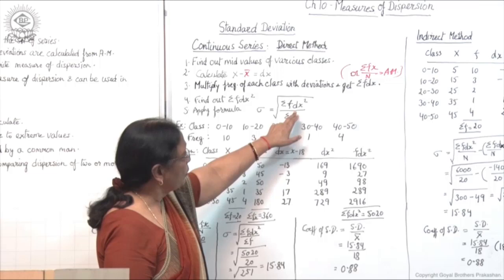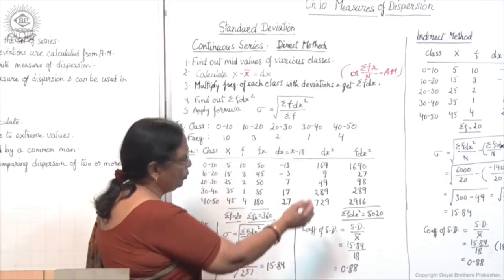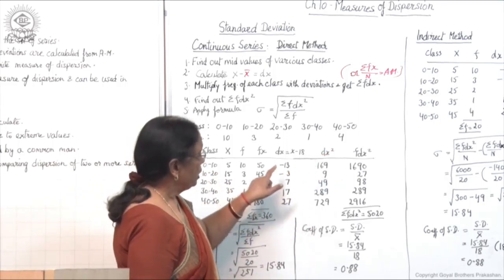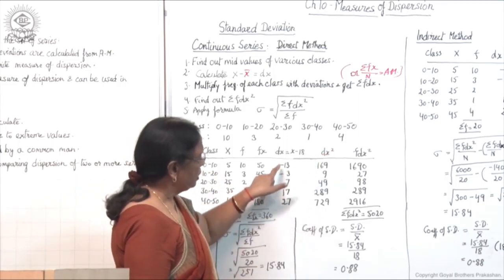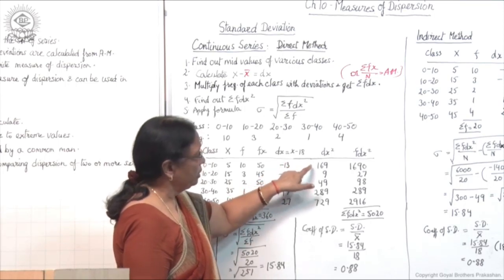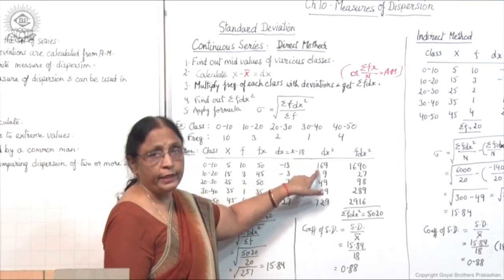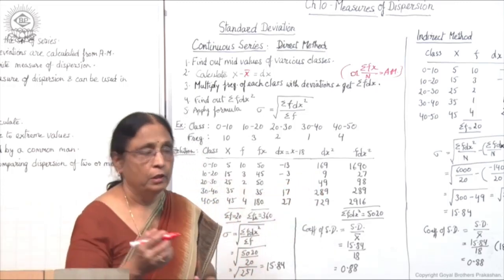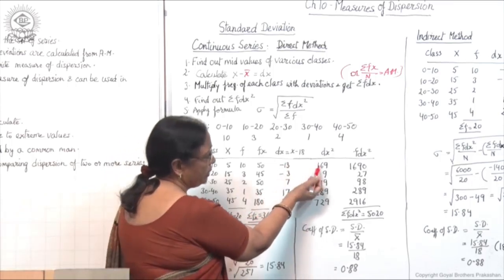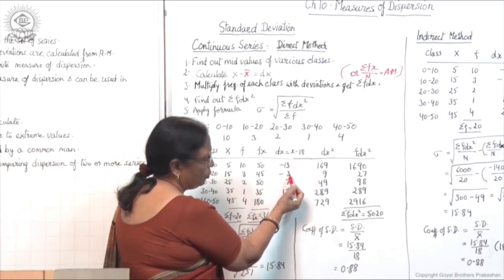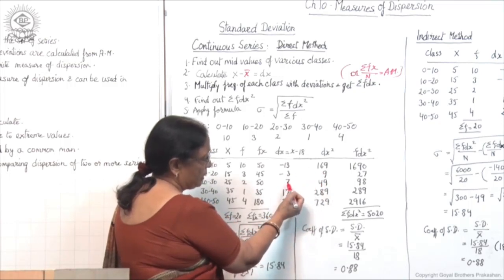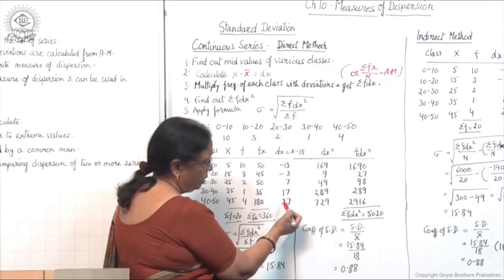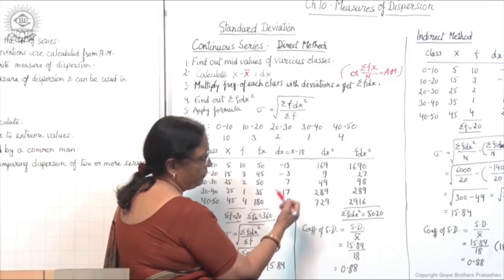Now, your formula says dx square. So you have to make the square of dx. This will be dx square. How do we make the square of this column? Minus 13 into minus 13, this will become plus 169. To make the square, you will multiply the figure with the same figure. So minus 13 into minus 13 is 169, minus 3 into minus 3 is plus 9, 7 into 7 is 49, 17 into 17 is 289, 27 into 27 is 729.